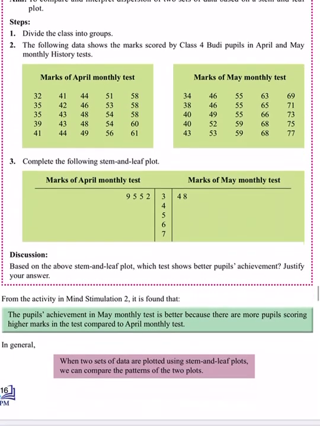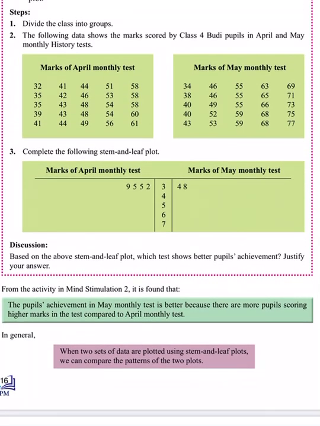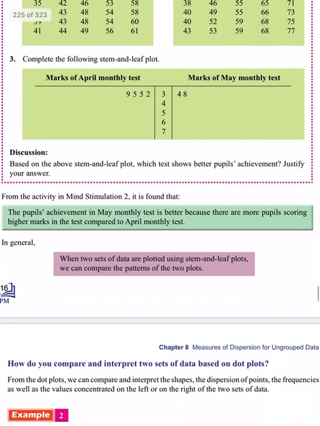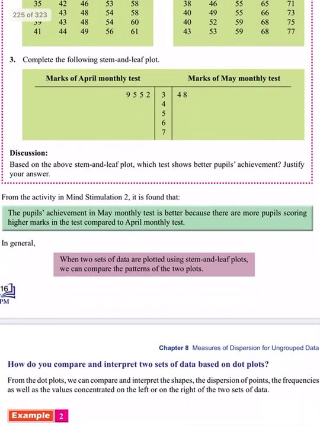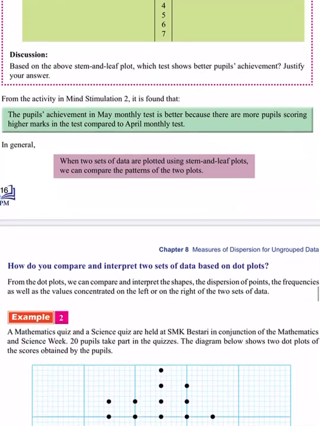From the activity, it is found that the pupils' achievement in the May monthly test is better because they score higher marks compared to the April monthly test. So in general, when two sets of data are plotted using stem and leaf plots, we can compare the patterns of the two plots.